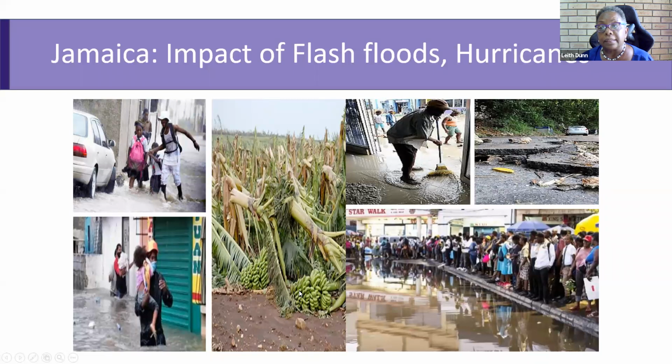We see bananas. The country is well known for its export of bananas, and a hurricane can destroy that. Here's a man sweeping out from floods, infrastructure like roads having been destroyed, and people stranded, unable to cross the street in one part of an urban center because of a shower of rain. So this is a flash flood, and this is the kind of impact that it has on us. And this is not even a hurricane, this is a flash flood.